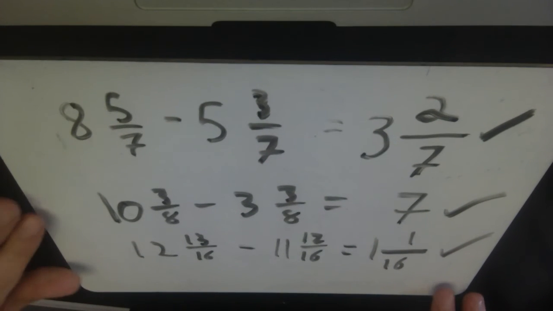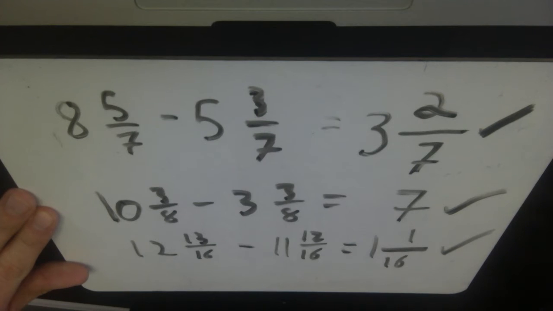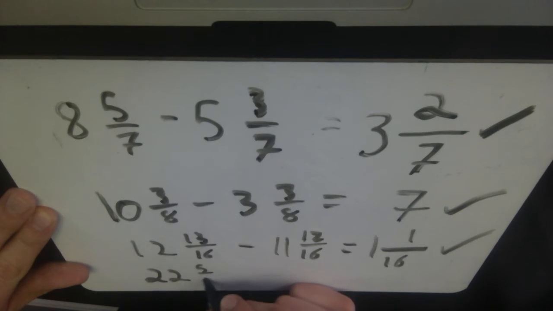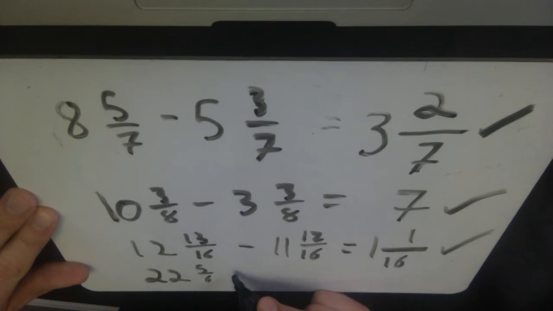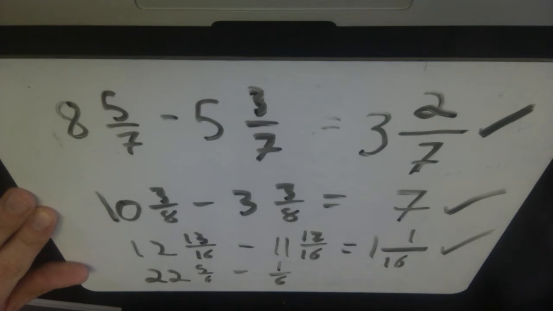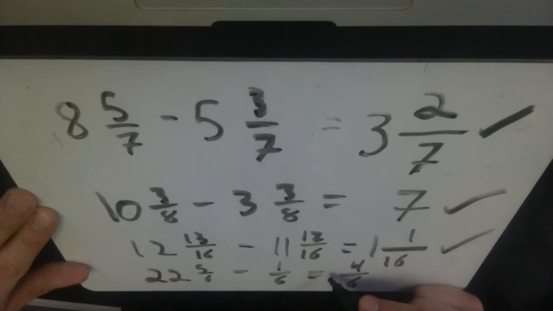And the last one here, I'll try to do on the bottom, might be a little bit smaller. 22 and 5 over 6, subtract 1 over 6. So your denominators are the same, 6, so carry them over. 5 subtract 1 is 4, and 22 minus, there's nothing there, so it's just 22.